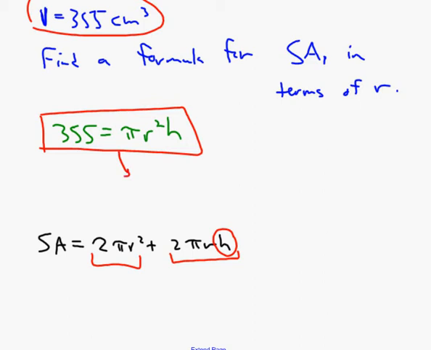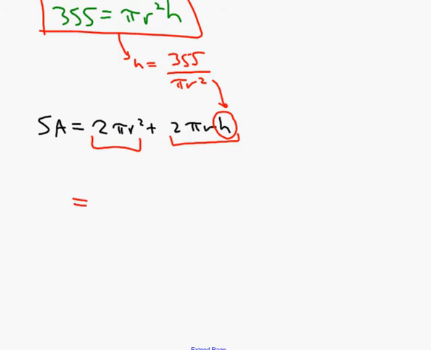If we solve this for h up here, we get h equals 355 over pi r squared. And there you go. So we could just plug that in here, and we'd have a formula that only had r in it. So we get surface area equals 2 pi r squared plus 2 pi r times 355 over pi r squared. Sure enough, there's no more variable h anymore. It's been replaced.